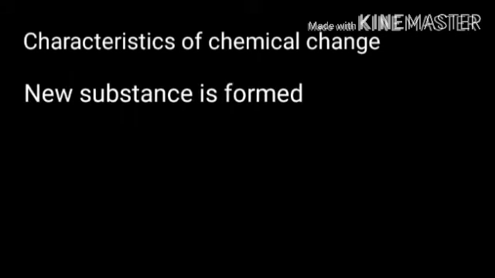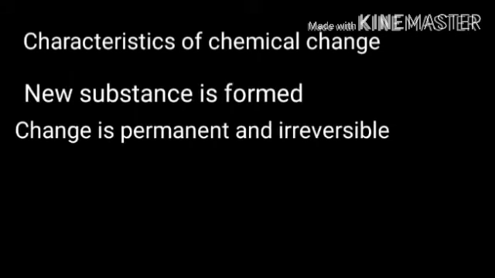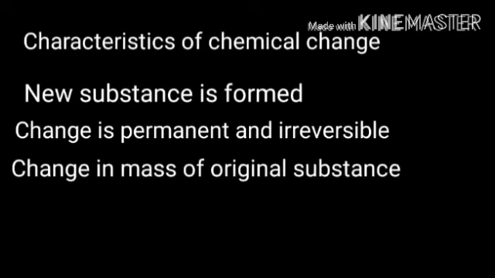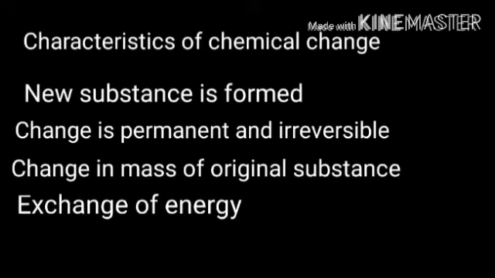Chemical change and its characteristics. First characteristic of chemical change, new substances are formed. Second one, the change is permanent and irreversible. Third one, there is a change in mass of the original substance. Fourth one, exchange of energy takes place. What are the characteristics of chemical change? First one, new substances are formed. Second one, this change is permanent and irreversible. And third and fourth, change in the mass of the original substance and exchange of energy takes place.